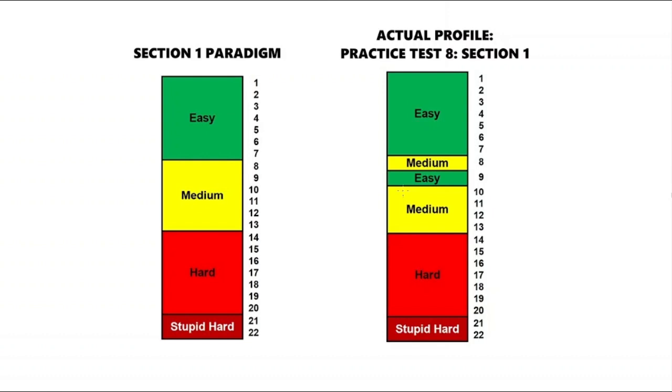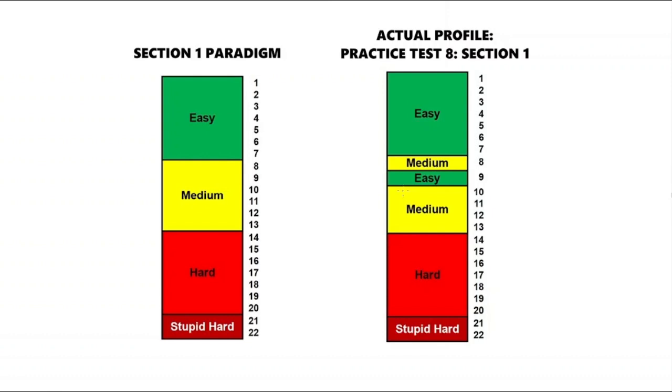Hard questions start around 14. You want to be really aware of that. There will be 2 stupid hard questions, usually at the very end of Section 1. And usually question 22 on Section 1 is like the hardest question. Stupid hard is a personal thing. What's stupid hard for me might only be hard for you.